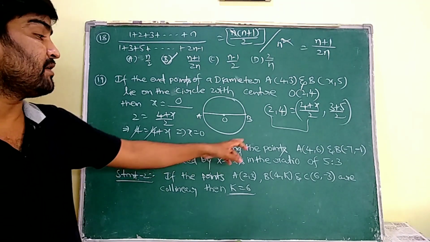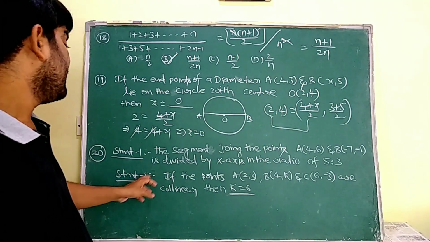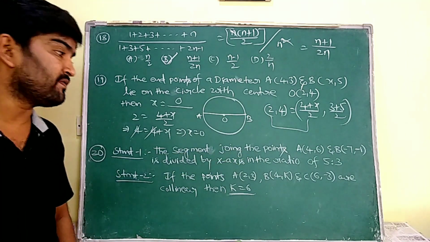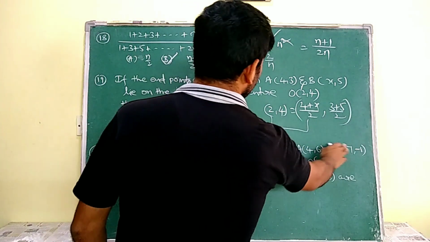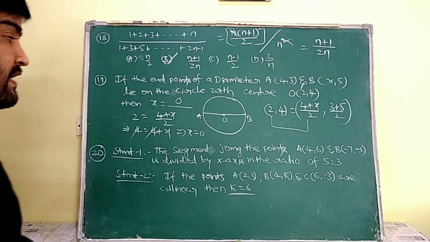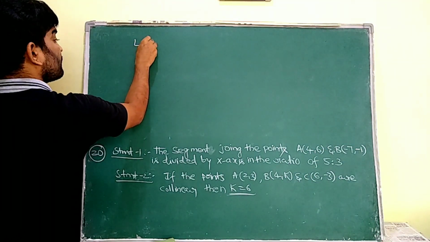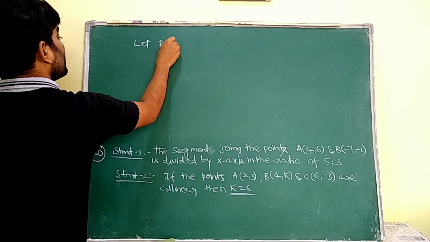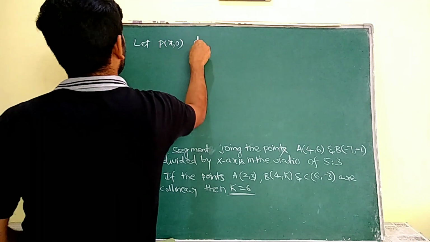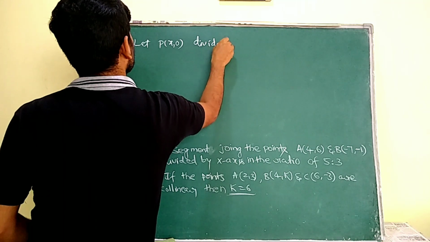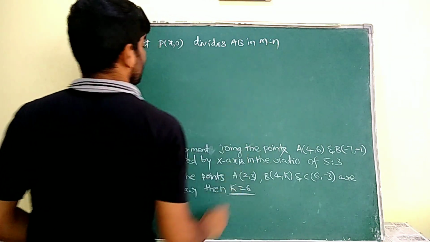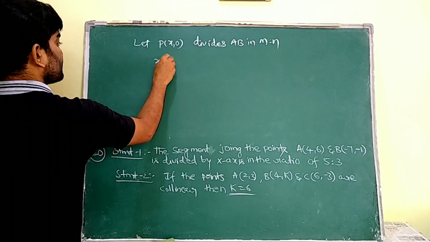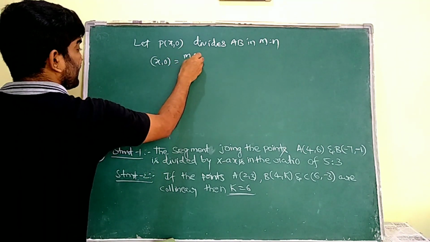Now see, statement 1. The segment joining the points A, B is divided by the x-axis in the ratio 5:3. He is saying that these 2 points are divided by a point on the x-axis in the ratio 5:3. See, let P x comma 0 divide AB in m:n.